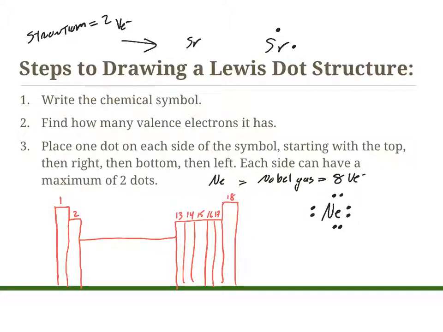Now, what I want you to see is that in column 1 on the periodic table, there's always one valence electron. You might want to write that above column 1. One valence electron. Every atom in that column has one valence electron. In column 2, I'm going to tell you that there are 2 valence electrons. Every atom in column 2 has 2 valence electrons.